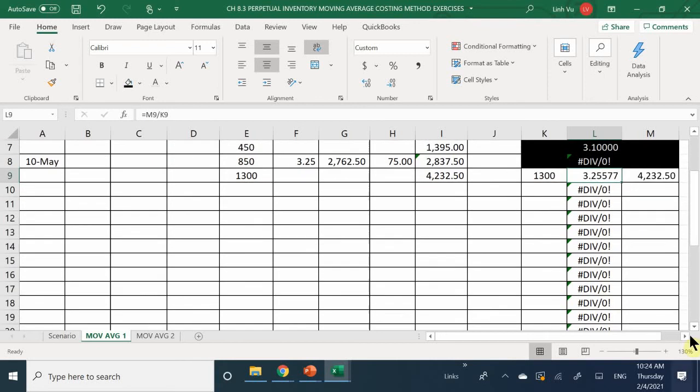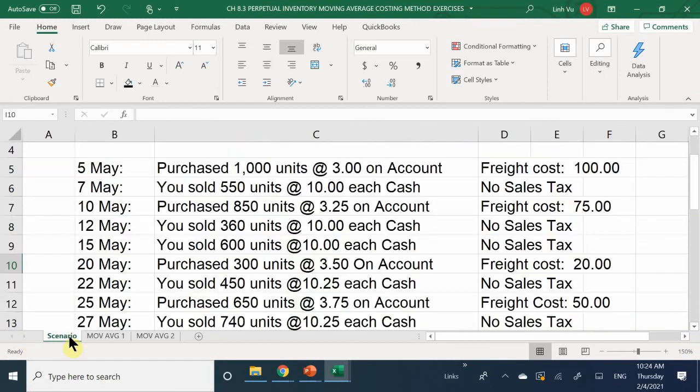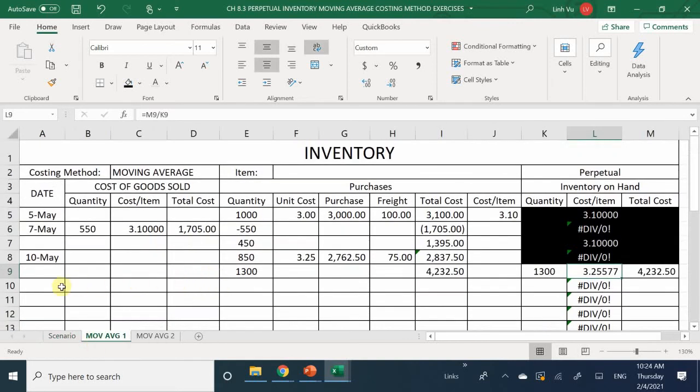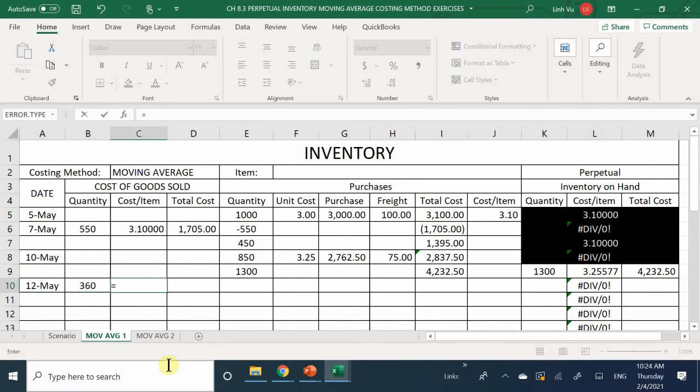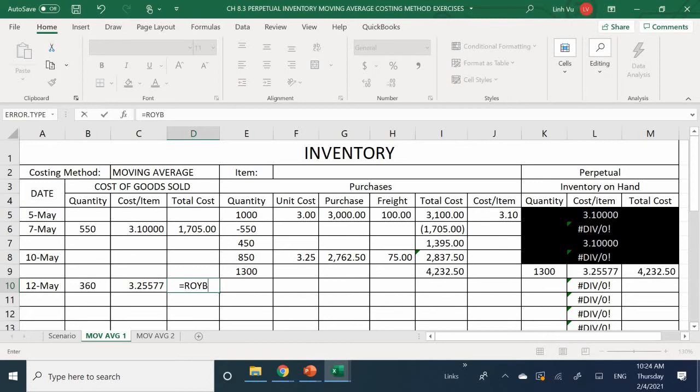So I'm going to go ahead and continue on. So let's see what happened next. What happened on May 12th? We sold 360 units. So May 12th, we sold 360. And of course, because we're only dealing with one number, we only have one number to focus on. This number right here. So of course, I'm going to go ahead and do my equal round formula.